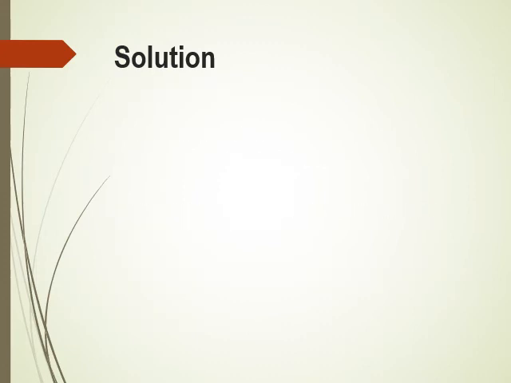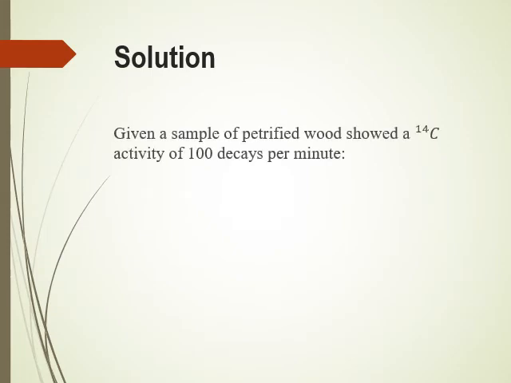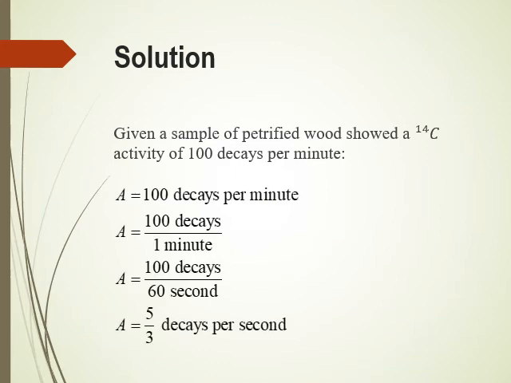The second statement gave us the information about activity. Given a sample of petrified wood shows a carbon-14 activity of 100 decays per minute. Now, when it comes to these questions, you have to change it into SI units. So A is equal to 100 decays per minute. It is equal to 100 decays over 1 minute. So if you substitute 1 minute with 60 seconds, you will then obtain A equals 5 over 3 decays per second.